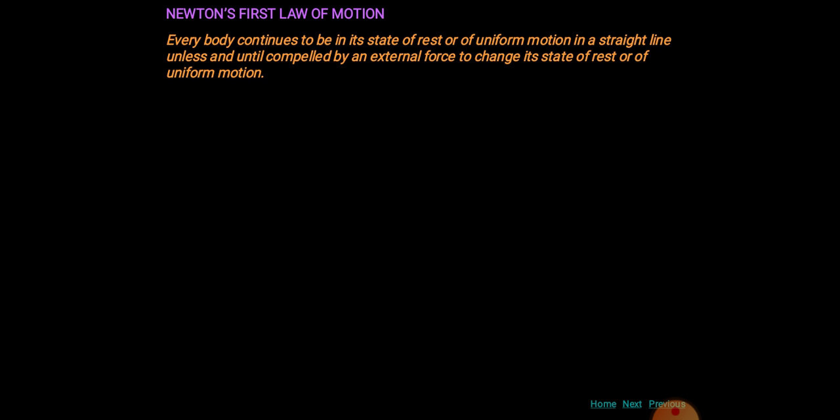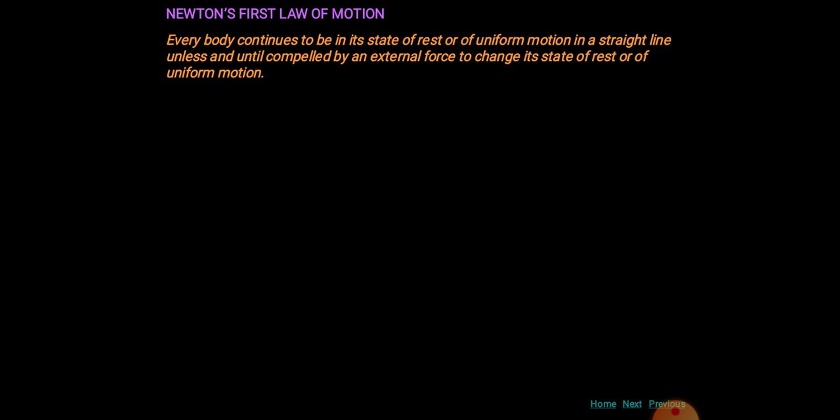Students, today we are going to study Newton's first law of motion and Newton's second law of motion. Let us try to understand Newton's first law of motion with examples. Every body continues to be in a state of rest or of uniform motion in a straight line unless and until an external force is applied on it. If we apply an external force, what happens? If the body is at rest, it will start moving.